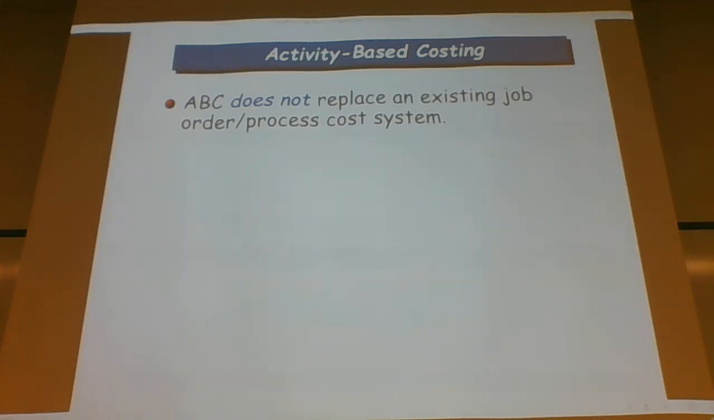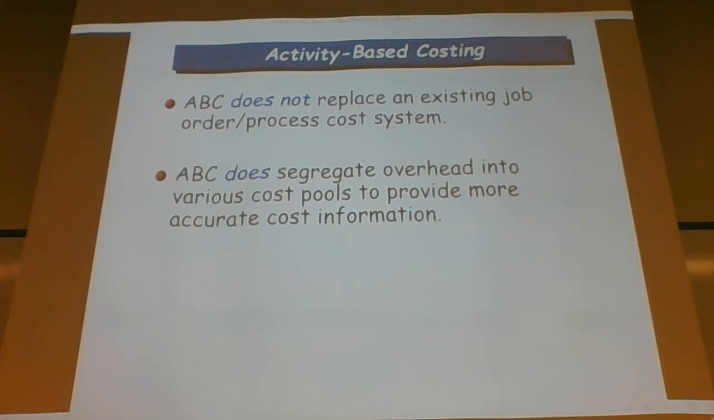We still have direct labor. We still have direct materials costs. So those three things are going to be unchanged. The only difference is how we actually go about allocating those costs. And that's kind of what your second point here says. It says activity-based costing does segregate overhead into various cost pools to provide more accurate cost information. So we should probably say segregate overhead into more cost pools, and doing so creates more accurate information.